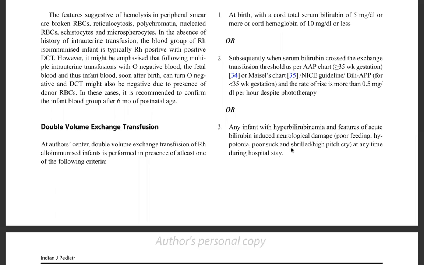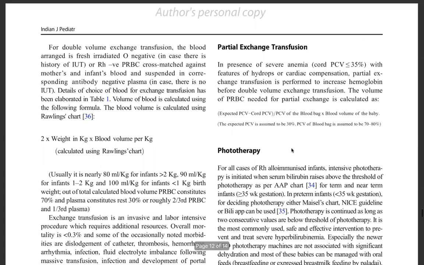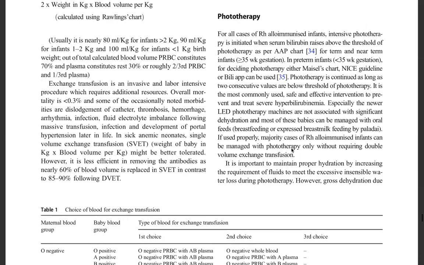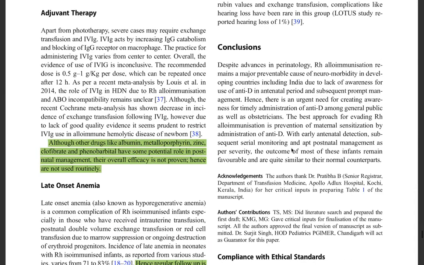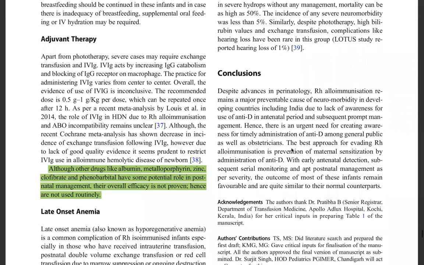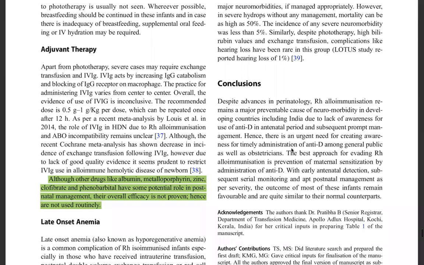If active BIND is happening, there is no role of just doing phototherapy and monitoring under phototherapy. Okay, so this is your Rh isoimmunization. The rest of the things are not required now. Maybe this is required during your practice. This article is very useful for your day-to-day practice. Once your exam is over, you can read it thoroughly.